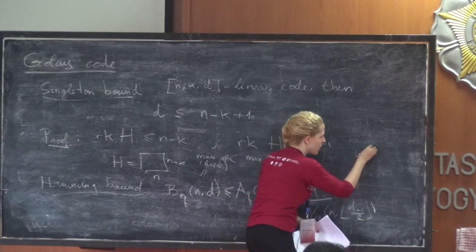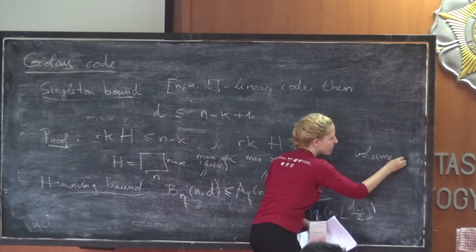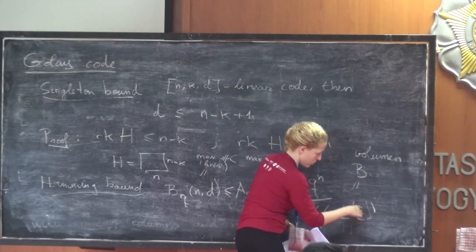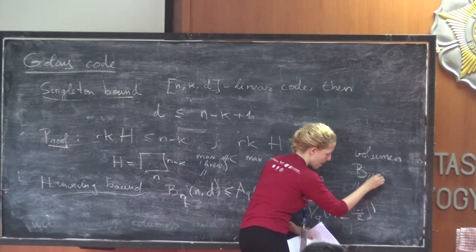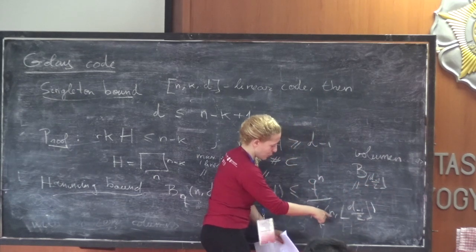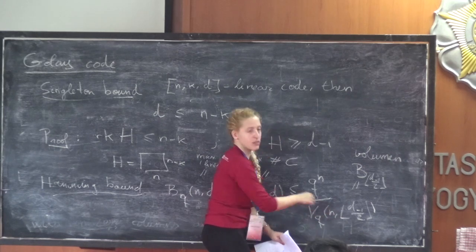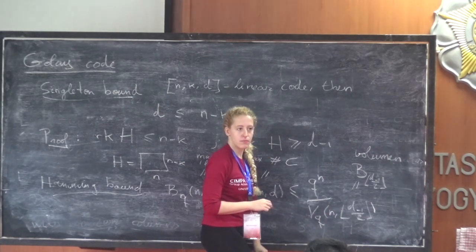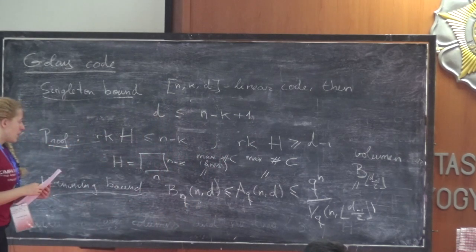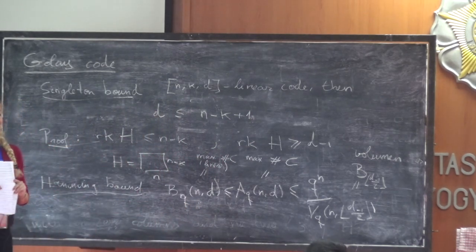This is the volume of the ball of radius, this number, in a space of dimension n, F_q to the n. Okay? So you get this equality. Why? And here the proof is nice.